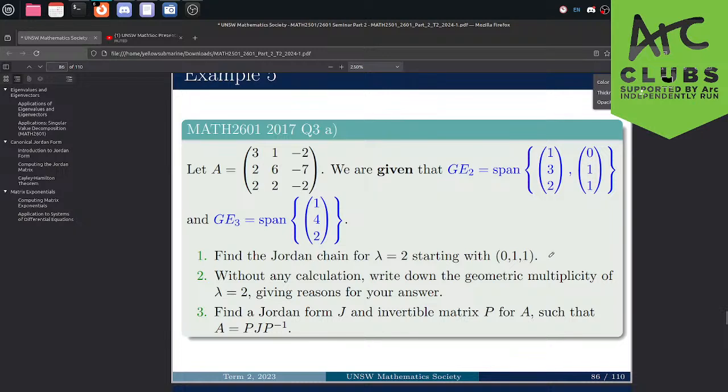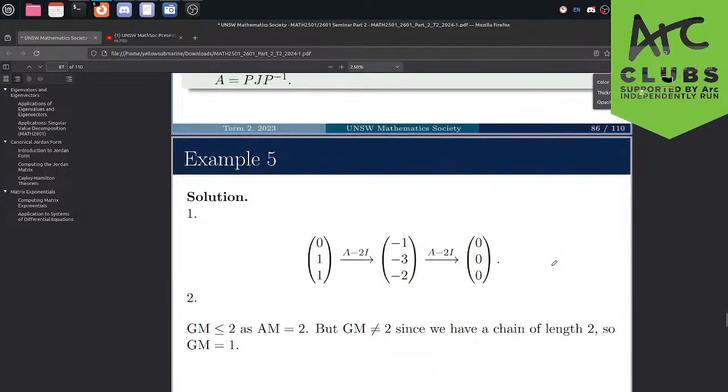Okay. Here's another question. We take a matrix A. We're given two generalized eigenspaces for eigenvalues 2 and 3. And we're asked to find the Jordan chain for lambda equals 2, starting with 0, 1, 1.